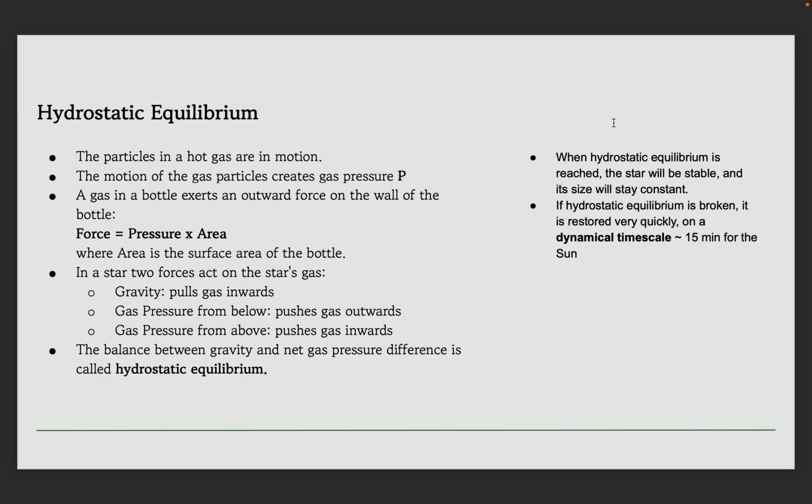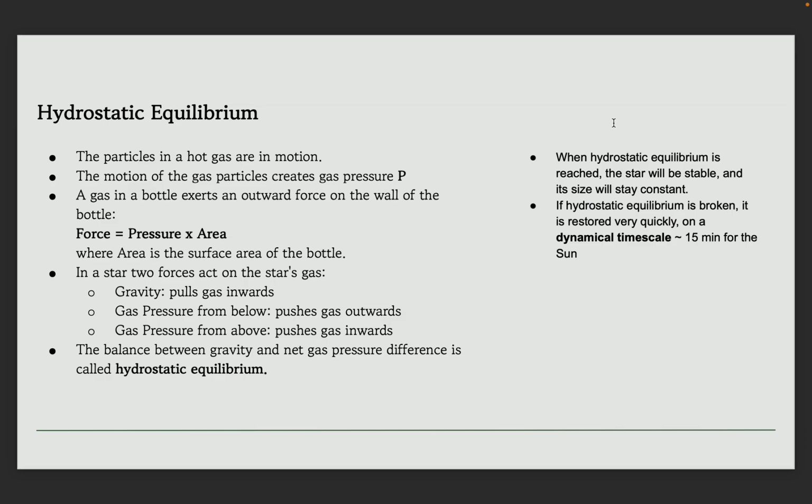So what is hydrostatic equilibrium? If the particles in a hot gas are in motion, the motion of the gas particles creates a gas pressure, known as P. A gas in a bottle exerts an outward force on the wall of the bottle. We can write that the pressure is force divided by area, or pressure is force per unit area.